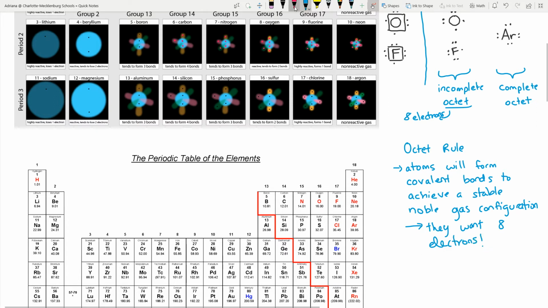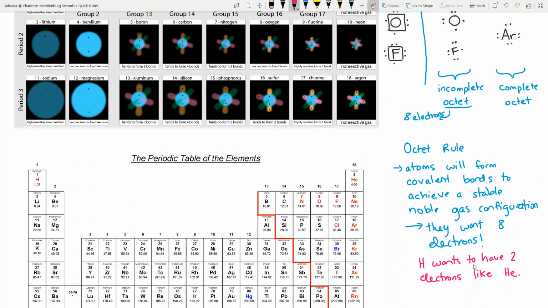Now, the exception to this rule, as we already mentioned, is hydrogen, right? Hydrogen and helium. Hydrogen, it turns out, and we're going to look at this very soon, but hydrogen can't have 8 electrons around it because it only has the 1 energy level. And so hydrogen likes to have 2 electrons. So hydrogen wants to have 2 electrons, like helium, like its own noble gas.